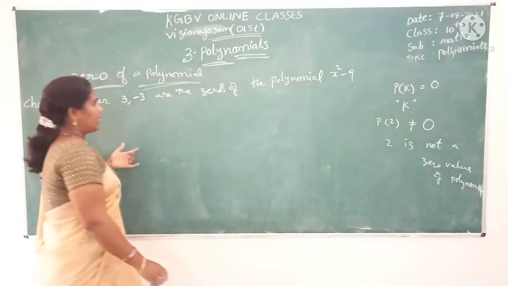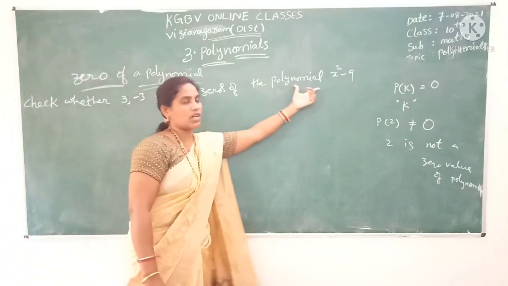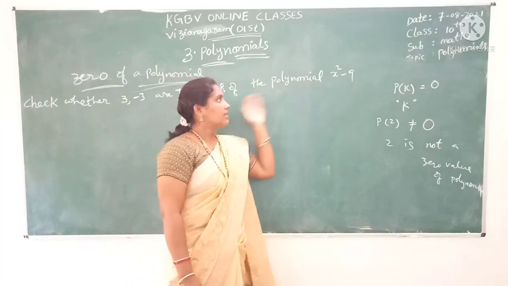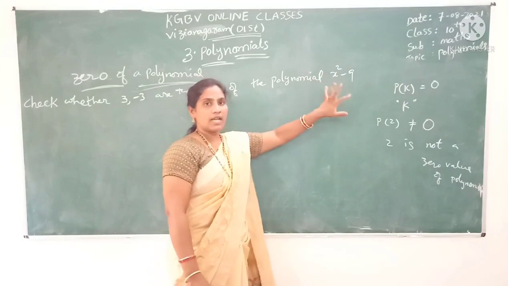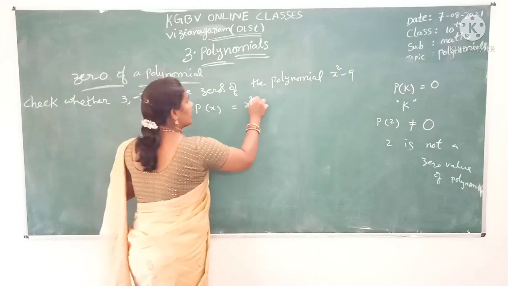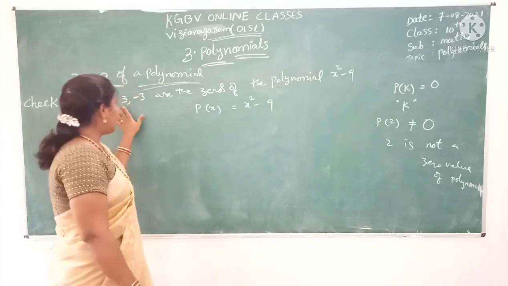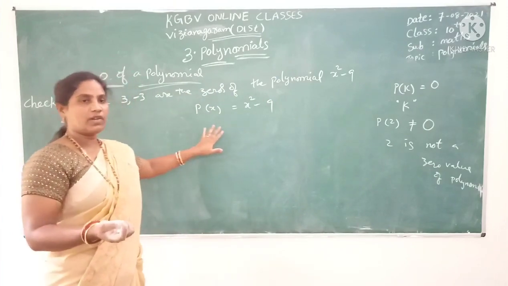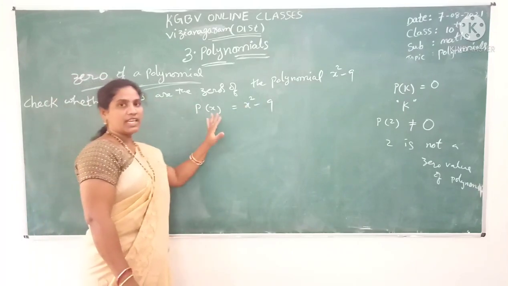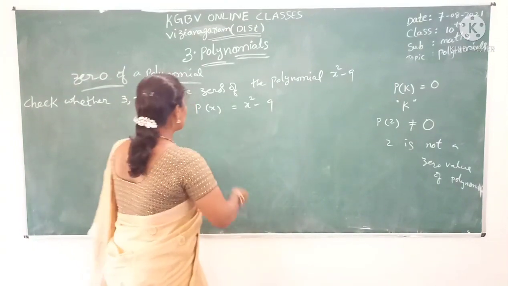Okay? Understood? Next one. Check whether 3, minus 3 are zeros of the polynomial x square minus 1. Now we will check whether 3, minus 3 are zeros of this polynomial. So the polynomial we take is x square minus 1. If P of 3 is 0, then 3 is the 0 of the polynomial. If P of 3 is not equal to 0, then 3 is not a 0 value of this polynomial.